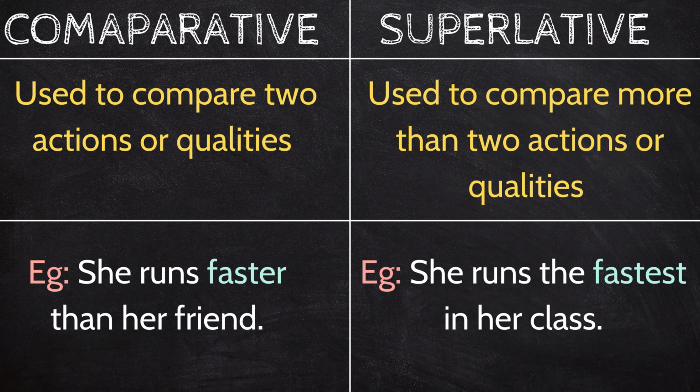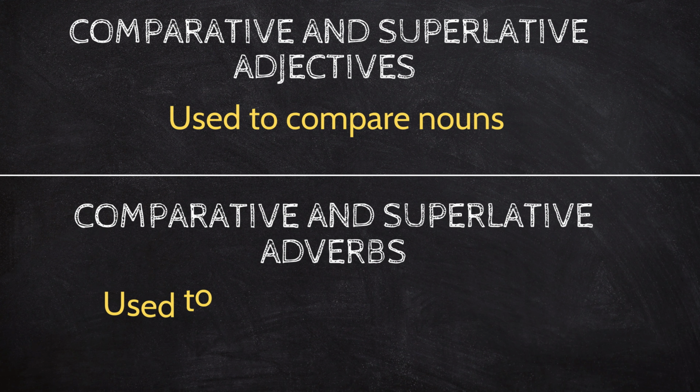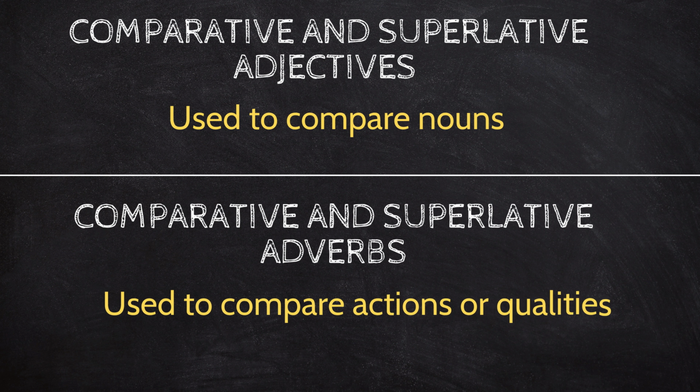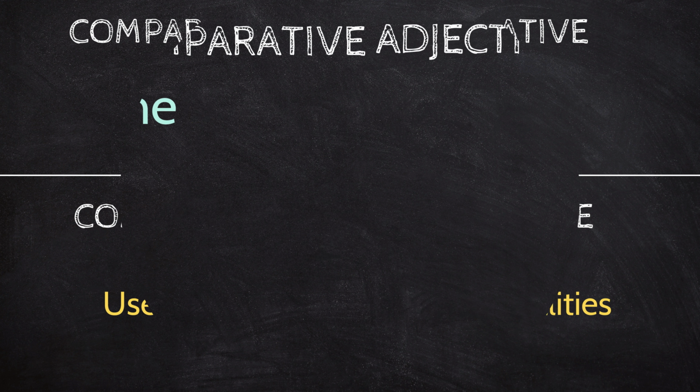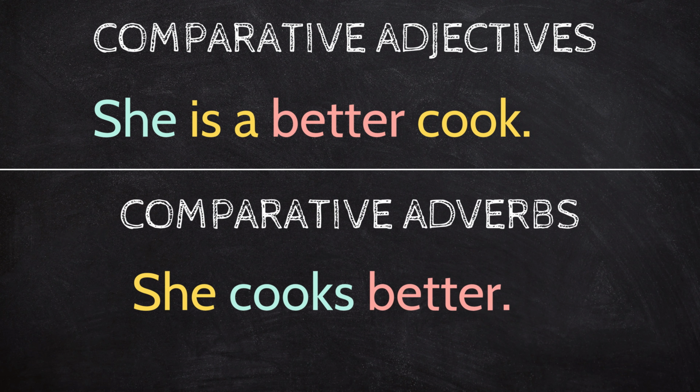In what manner does she run? She runs fastest. She runs faster. Now, what are comparative and superlative adjectives? They give information about the nouns, and comparative and superlative adverbs are used to compare actions or qualities. The difference between adjectives and adverbs is that adjectives are for nouns and adverbs are for actions or qualities. This was the difference. Let's see some examples.